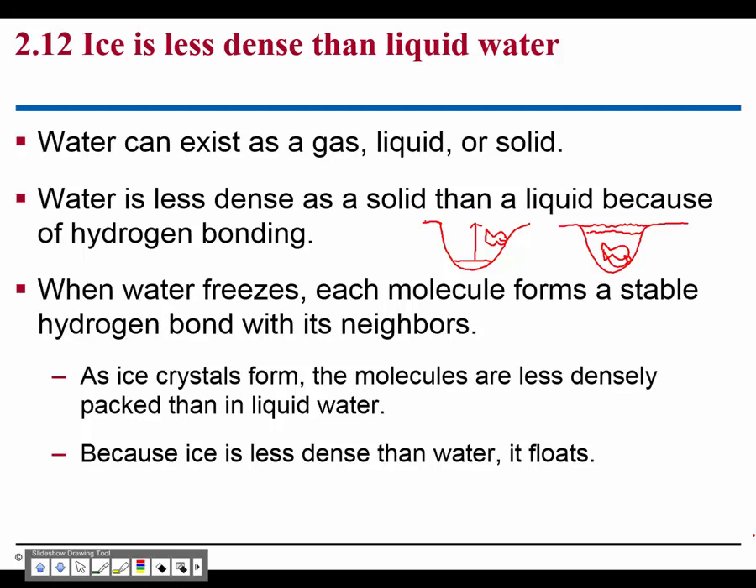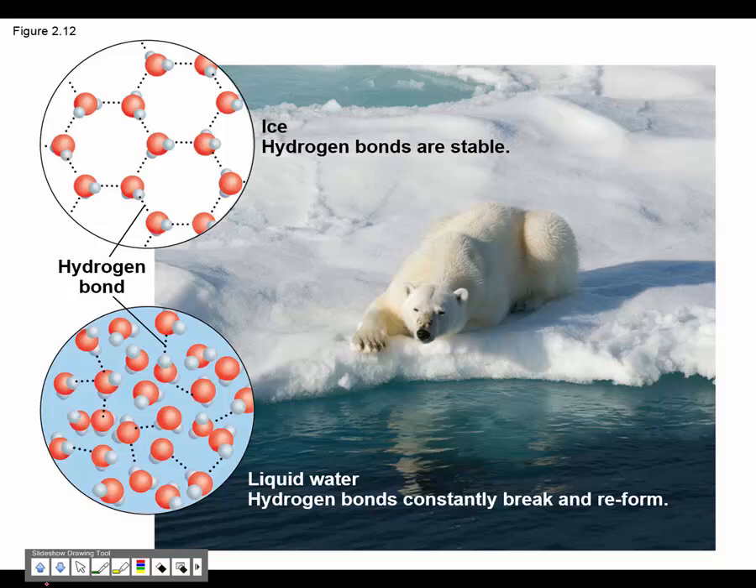So this is why ice floats, and why we get icebergs on top and things like that. Here's your graphic. When it's in water form, bonds are constantly breaking and reforming, and that's what makes it a liquid. There's enough energy in that water to keep it breaking and reforming. But when it becomes ice, it forms this very stable form.